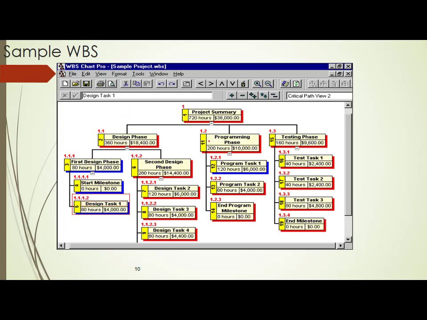See, now you have a project summary. You have the design phase, programming phase, and the testing phase. Now in this you have all these milestones. Now you have the work packages, start milestone, design task, all these are nothing but work packages.